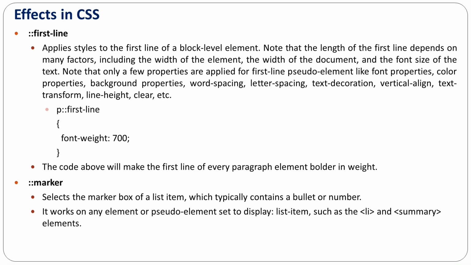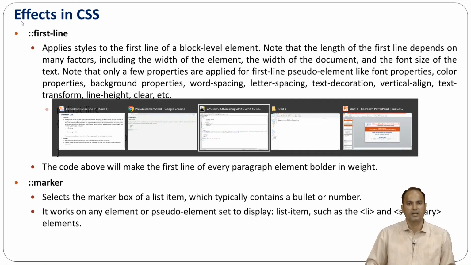Next is marker. It selects the marker box of a list item, which typically contains a bullet or number. It works on any element or pseudo element set to display list items, such as list elements. Let's try to understand this marker with an example.